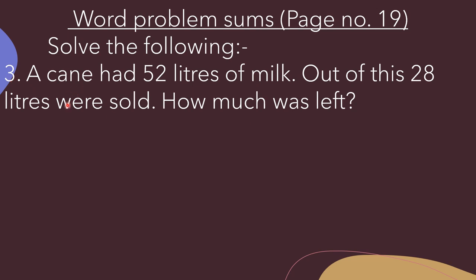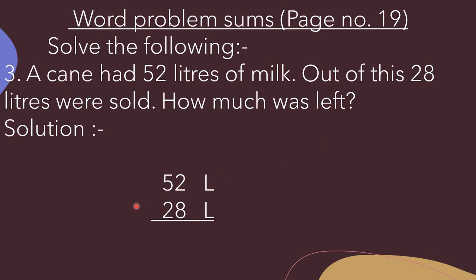Okay, so here we need to subtract both the numbers. So first of all, we will write 52 liters and then we will write 28 liters. Now we have to put minus sign here. So let's start from our right hand side. So 2 minus 8, that is not possible. So here we will take borrow and this 2 will become 2 plus 10, 12. And this 5 will become 5 minus 1, 4.